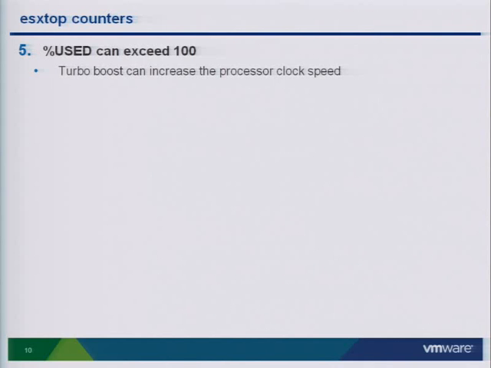So for instance, if your clock frequency is 3 gigahertz, on some occasions the clock frequency can jump to 3.5 gigahertz. It depends on the power consumption on your processor and how idle your other cores are. If you have a 4-core machine, and 3 cores are idle, then the 1 core on the system can increase its clock speed. That's how the Turbo Boost feature works. So if you're running at 3.5 gigahertz, then the percentage used can go above 100. So that's one reason.